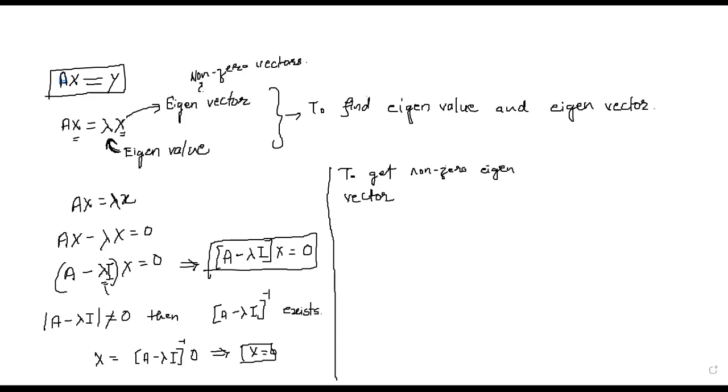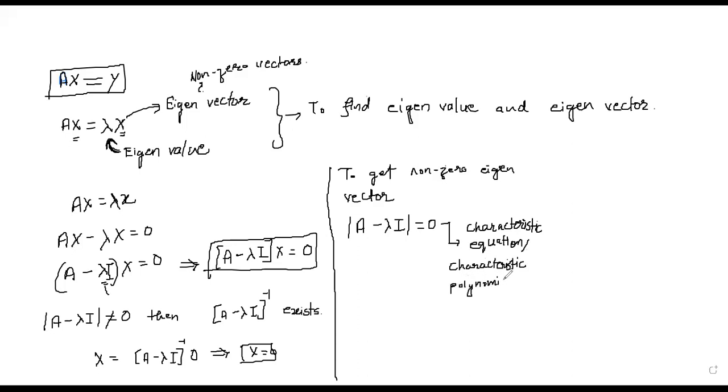Yes, Parth, tell me. Will it be the determinant of A minus lambda I is equal to 0? Yes, exactly. Very good. So in order to get non-zero eigenvectors, we consider determinant of A minus lambda I to be 0. This equation is a very important equation which is called the characteristic equation, which is also called the characteristic polynomial.